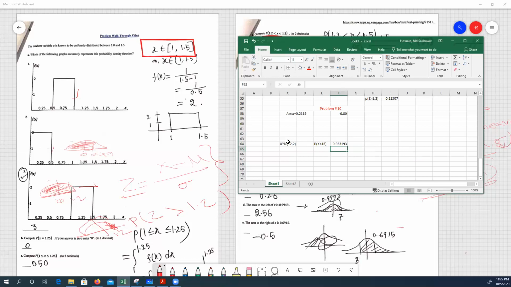One way is you can convert it to a standard normal distribution by using this formula, x minus mu over sigma, or you can just use the Excel sheet and directly calculate the probability. But if you want to use the Z table, then first you have to convert it to a Z score. Okay. So let's move to the next one.